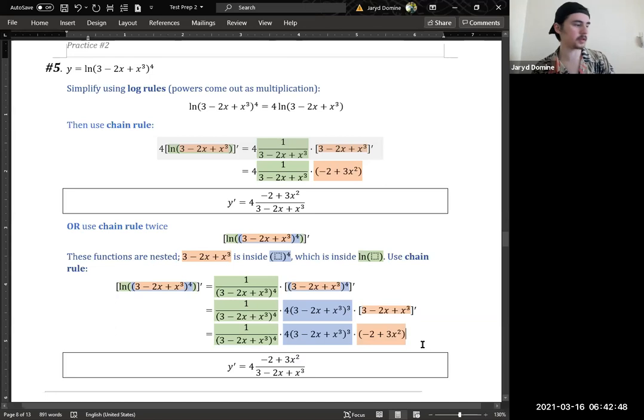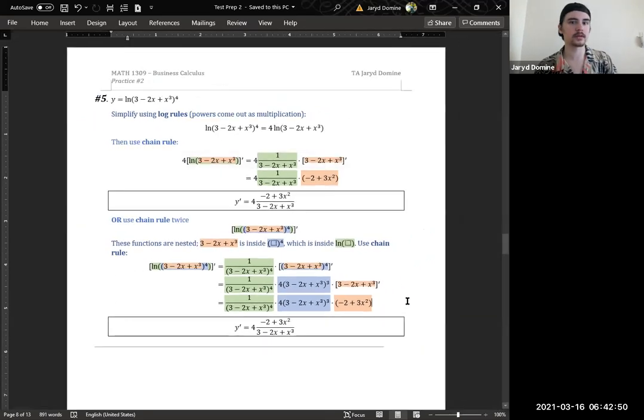Yeah, copy pasted wrong. Okay. So I'm gonna keep going.